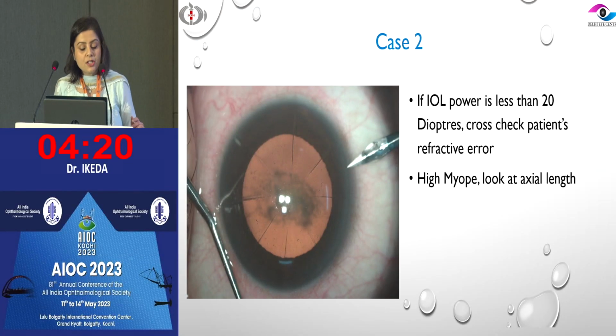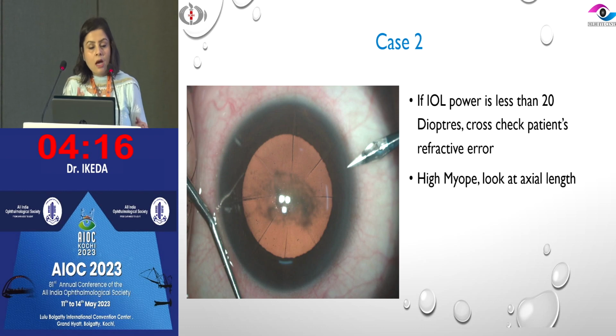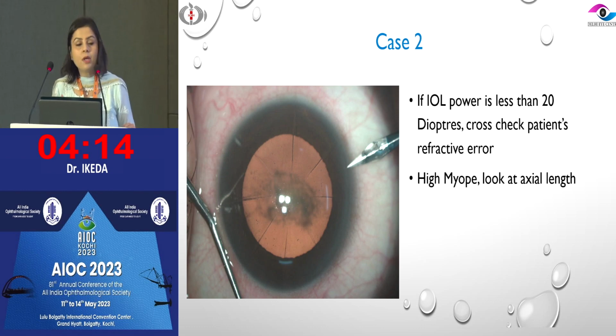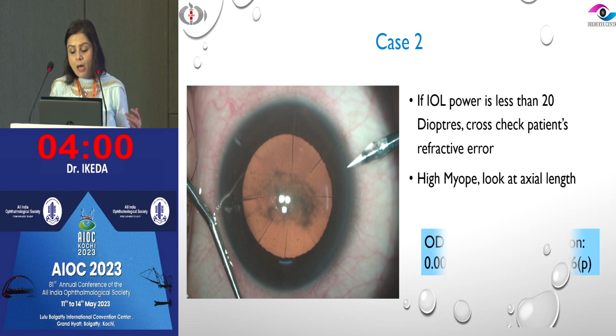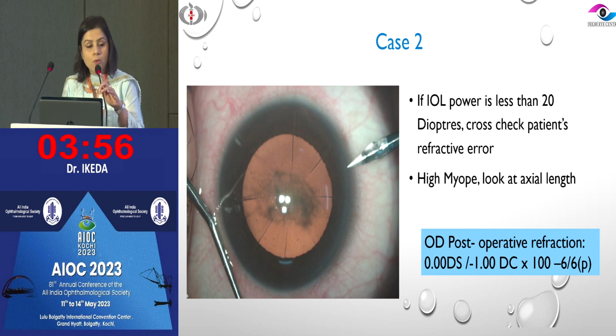We can look at the incisions here. They are pretty regular. Here we are more likely to have a preferable outcome than when the incisions are quite irregular or associated with astigmatic keratotomy. So the points to take away from this case are that if the IOL power is less than 20 diopters, then we must cross-check the patient's refractive error. If he's a high myope, look at the axial length. And this is the post-op refraction of the patient 2 months down the line.